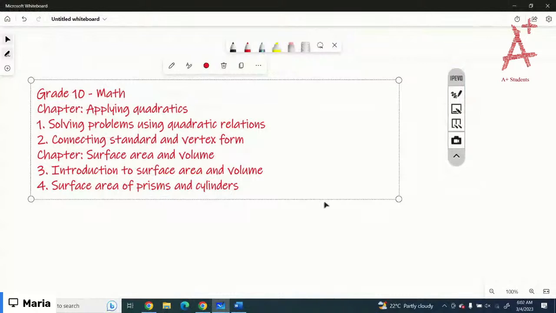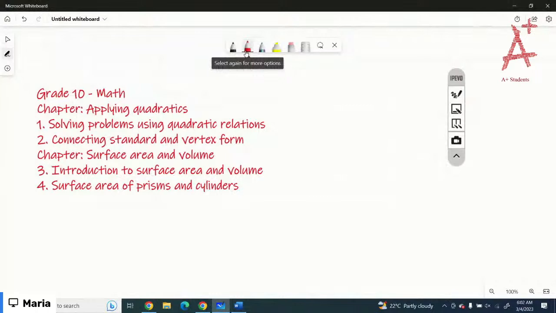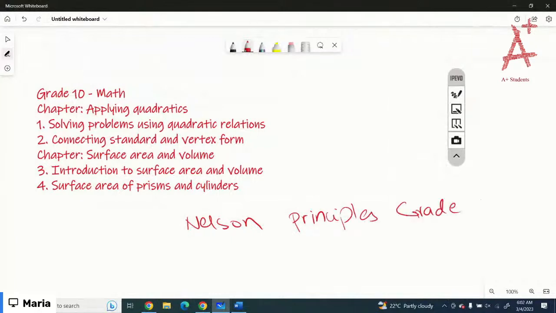So we're going to start with grade 10 maths, with the chapter Applying Quadratics from the Nelson Grade 10 maths book. That is chapter 5 in the book. The lessons we're going to cover today from the chapter are Solving Problems Using Quadratic Relations and Connecting Standard and Vertex Form.